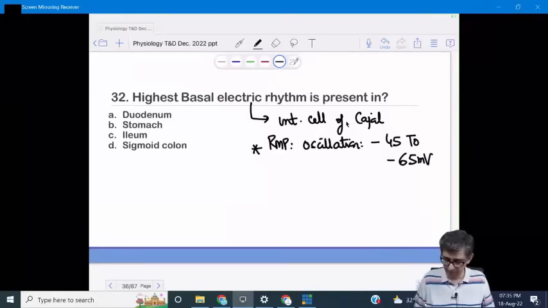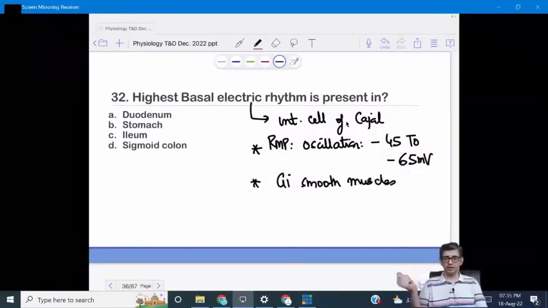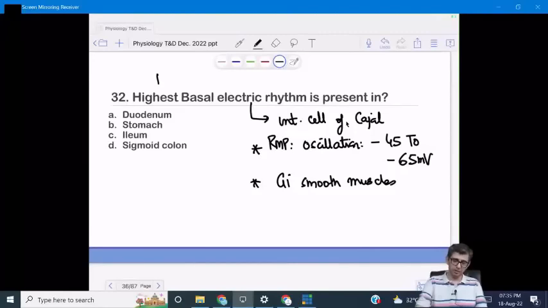It is the GI smooth muscles which will be exhibiting this basal electrical rhythm. And the question is saying that which of the following will be showing the highest basal electrical rhythm. The answer will be from the small intestine.